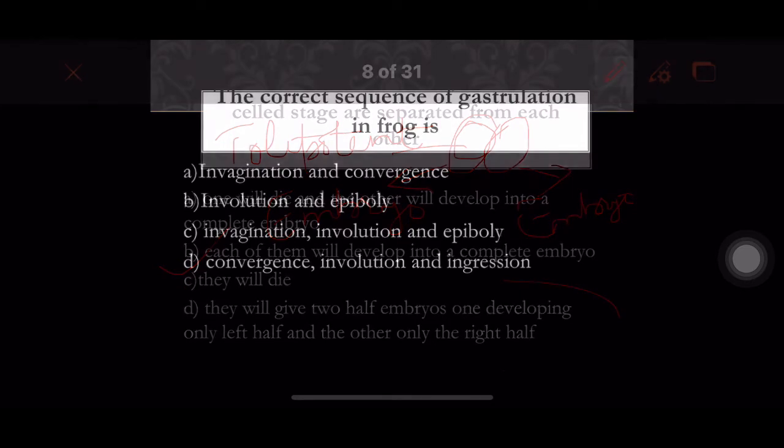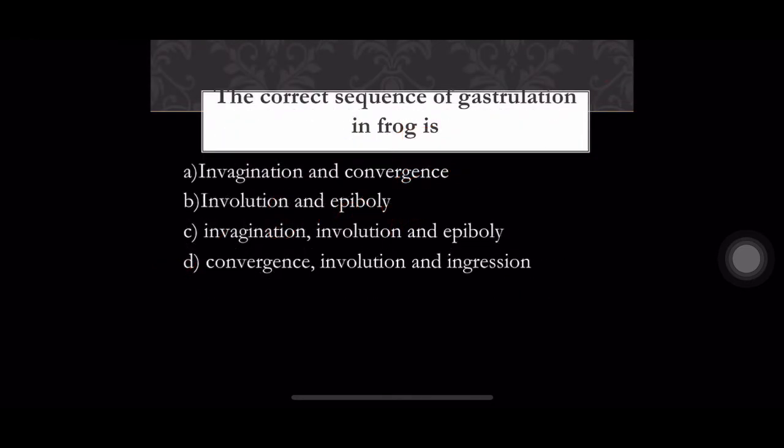Right? Importance of gastrulation in frog is: A, invagination and convergence. B, involution and epiboly. C, invagination, involution and epiboly. And D, convergence, involution and ingression. So the correct answer here is C, that is invagination, involution and epiboly. These are the different movements of the blastomeres during gastrulation.